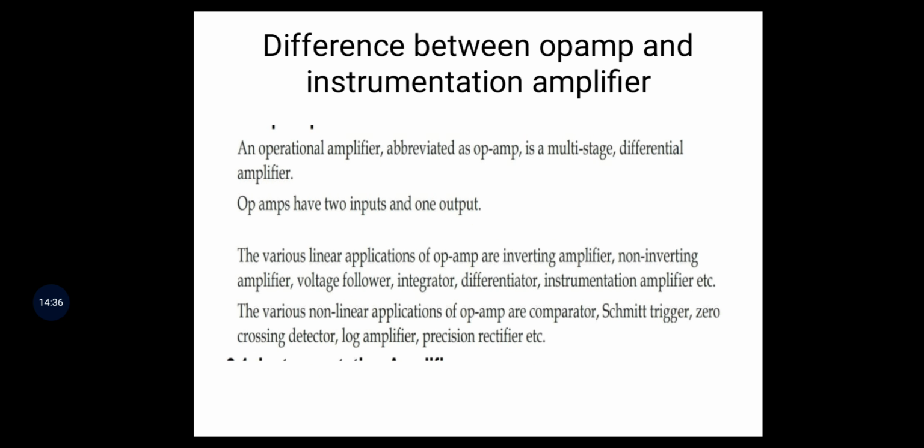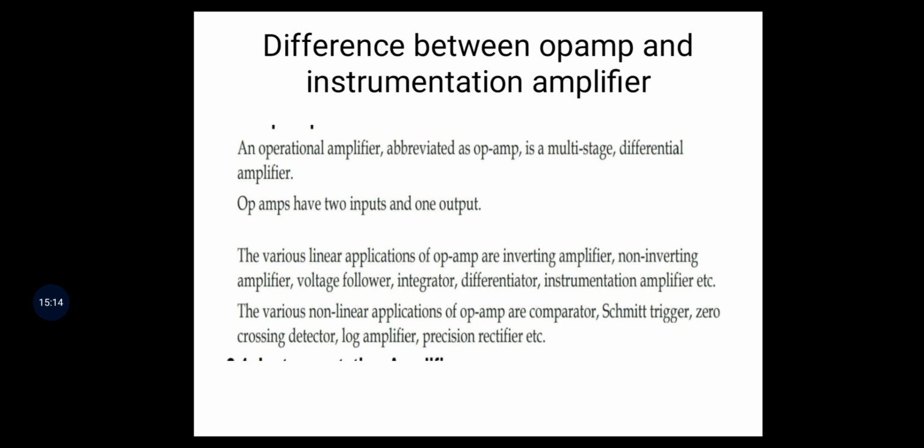Next, let me see the difference between an op amp and an instrumentation amplifier. What is the difference between them? An operational amplifier, abbreviated as op amp, is a multi-stage differential amplifier. Op amps have two inputs, an inverting input and a non-inverting input, and one output.